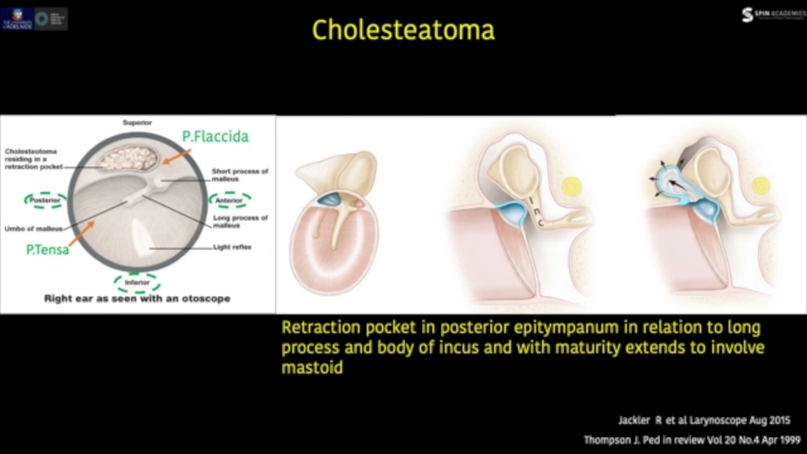There are several theories behind the formation of a cholesteatoma. Eustachian tube dysfunction leading to negative pressure in the tympanic cavity is the basis of the retraction pocket theory. This pocket forms in the pars flaccida in the posterior aspect. It is in close relation to the long process and body of the incus. With growth and further accumulation of epidermal elements, there results an erosion of the scutum, the lateral aspects of the ossicles initially, and then an extension into the mastoid.